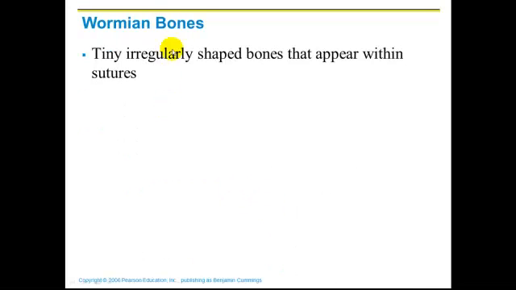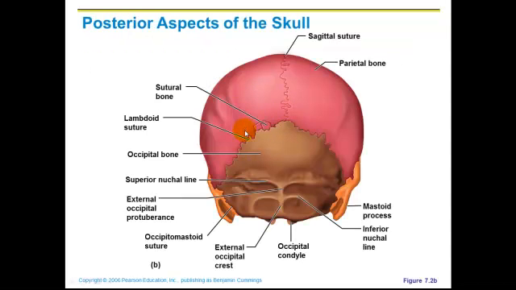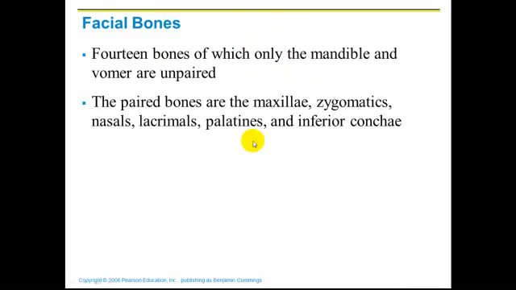In addition, we will sometimes see what are called Wormian bones. These are tiny, irregularly shaped bones that appear within sutures, and they can be seen on this diagram here. Every individual would have Wormian bones occurring in different places, some not at all. So these are just two examples of what would be called a Wormian or a sutural bone located within the suture. The next bones we will talk about are the facial bones.